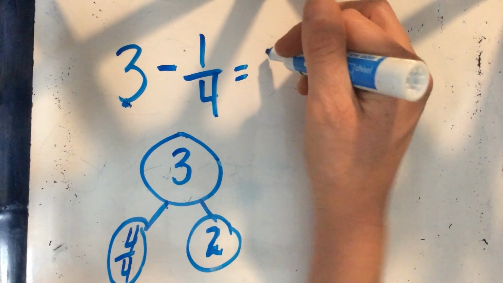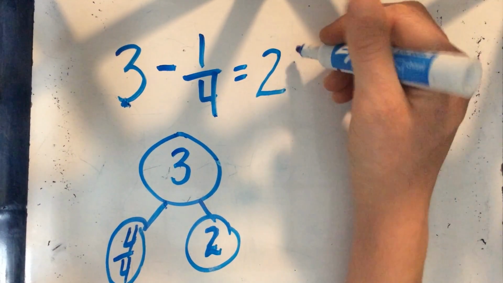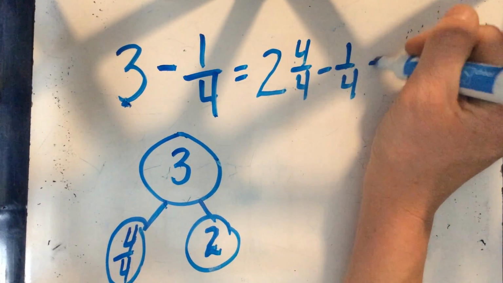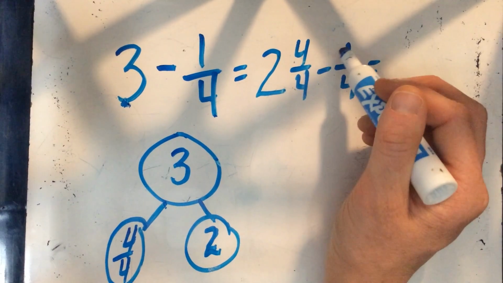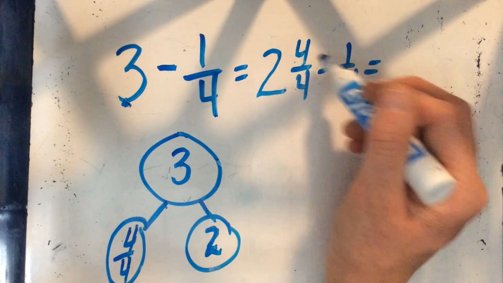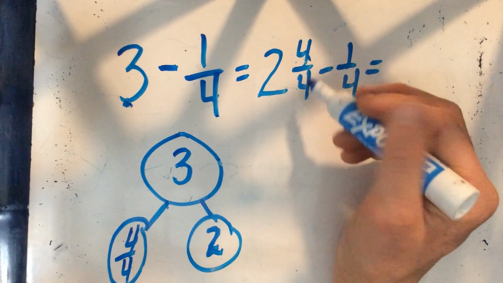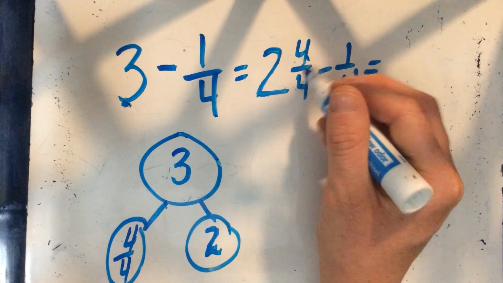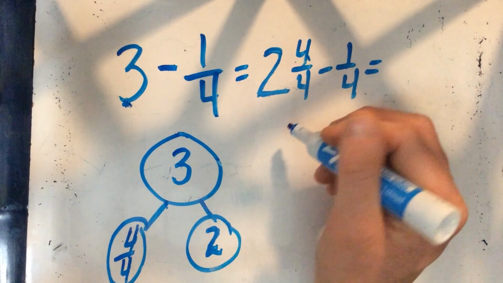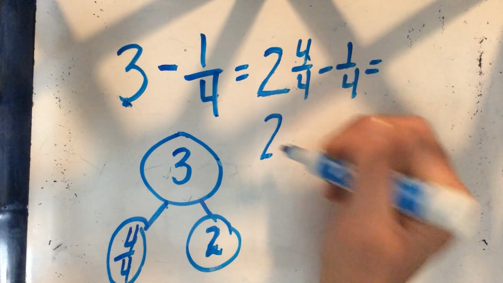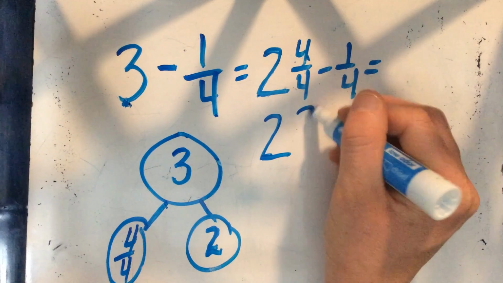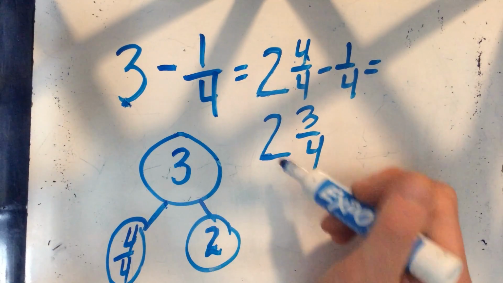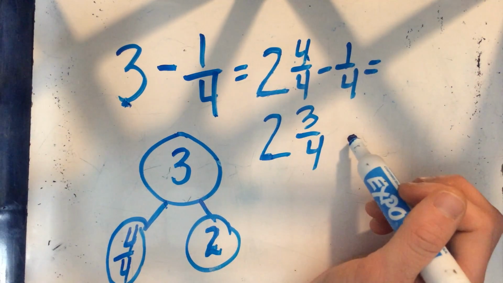So this might be the same as 2 and 4/4 minus 1/4. So now we can subtract 1/4 from these 4/4 and kind of just leave this 2 alone here. Okay, so 4/4 minus 1/4 is 3/4. So now we just have 2 and 3/4. So 3 minus 1/4 is the same as 2 and 3/4.